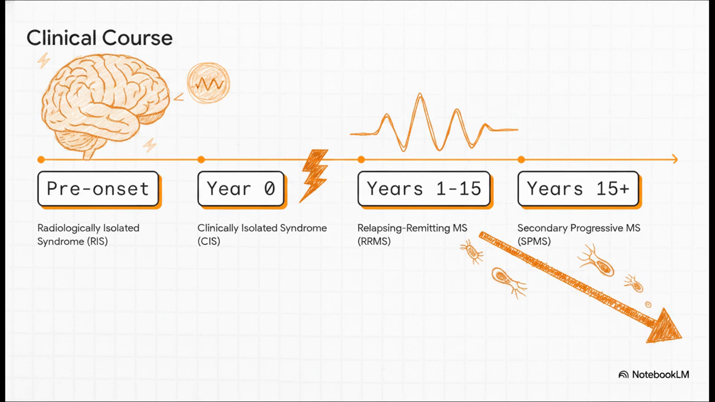Year 0 is that first actual clinical attack, known as clinically isolated syndrome. For the next decade or so, most patients enter the relapsing remitting phase, where they experience acute attacks followed by recovery. But eventually, usually around year 15 or so, the disease shifts into secondary progressive MS. This is where the relapses stop, but the patient experiences a slow, continuous decline in neurological function.